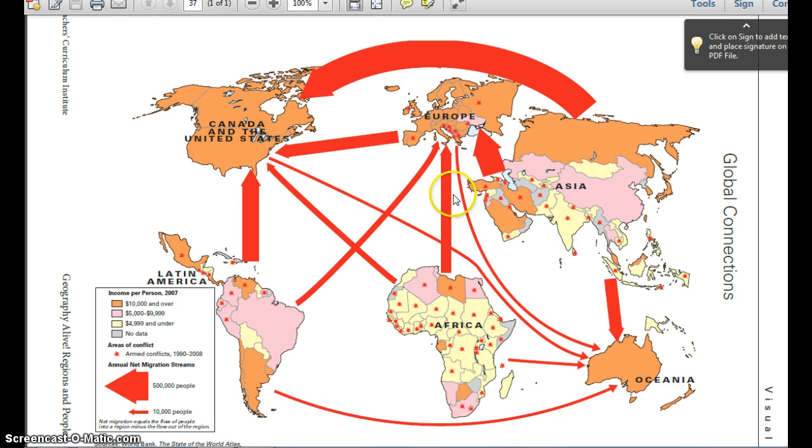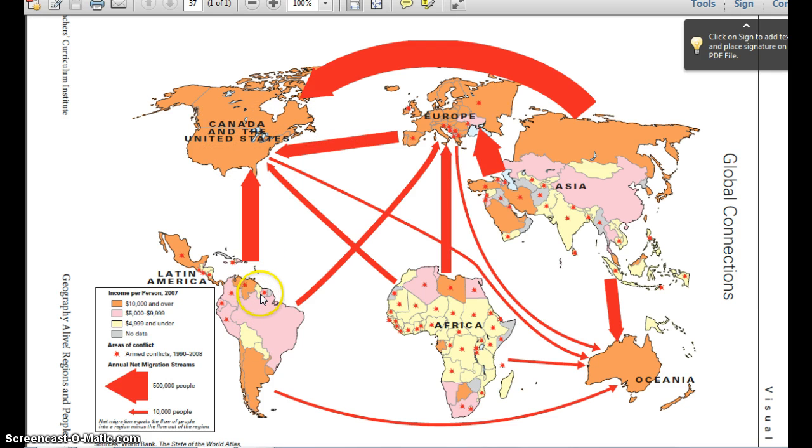Now, if we look at this chart and we notice some trends, generally speaking, we see that most people are moving into these wealthier countries. For example, we see large streams going into the United States, into Europe, and over here into Oceania. All right? Notice that each one of these is $10,000 income per person. Europe, United States, and Oceania all have a high per capita income. These are pull factors. This is pulling people towards them.